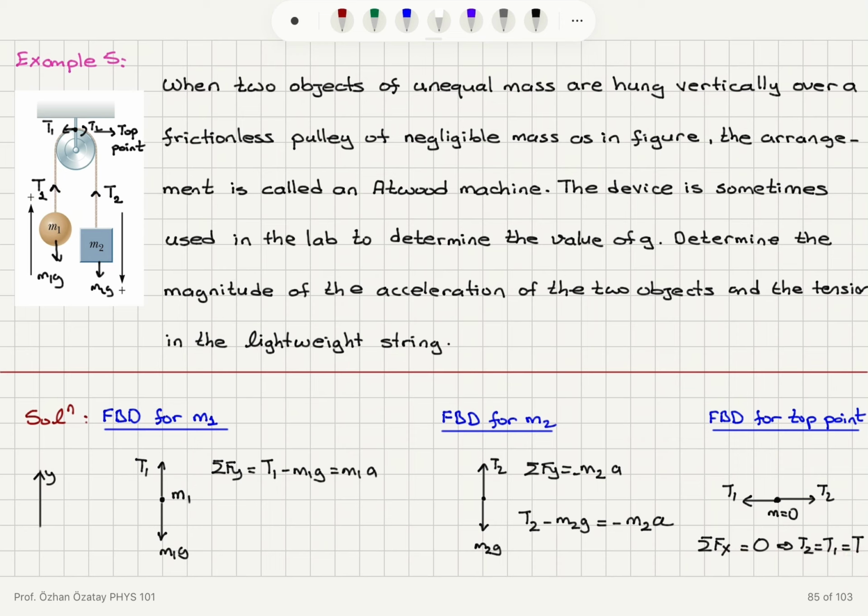For M1 free body diagram, I obtain net force acting on Y, T1 minus M1G is M1A, where A is pointing up. So this is direction-wise correct equation. And for the free body diagram for M2, it is T2 minus M2G. If I write it this way, because the acceleration is pointing down, it is equal to minus M2A. So T2 minus M2G equals minus M2A.